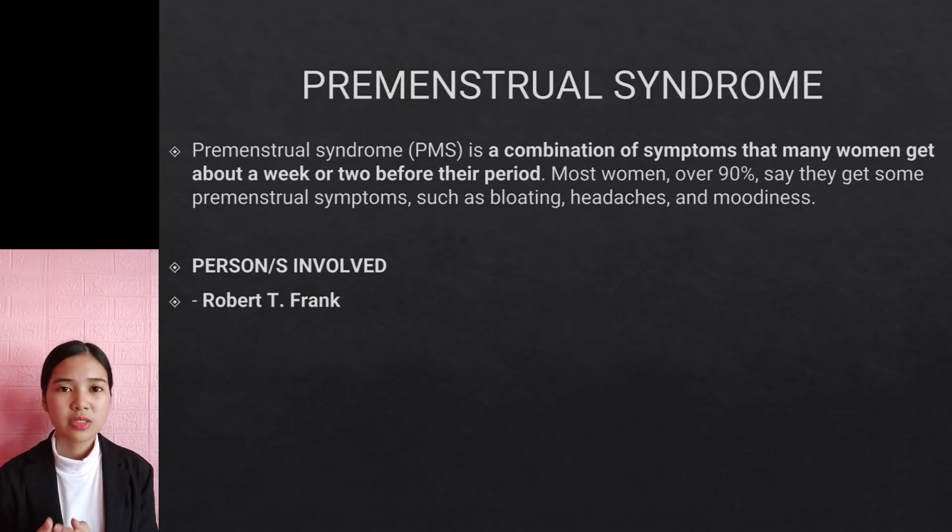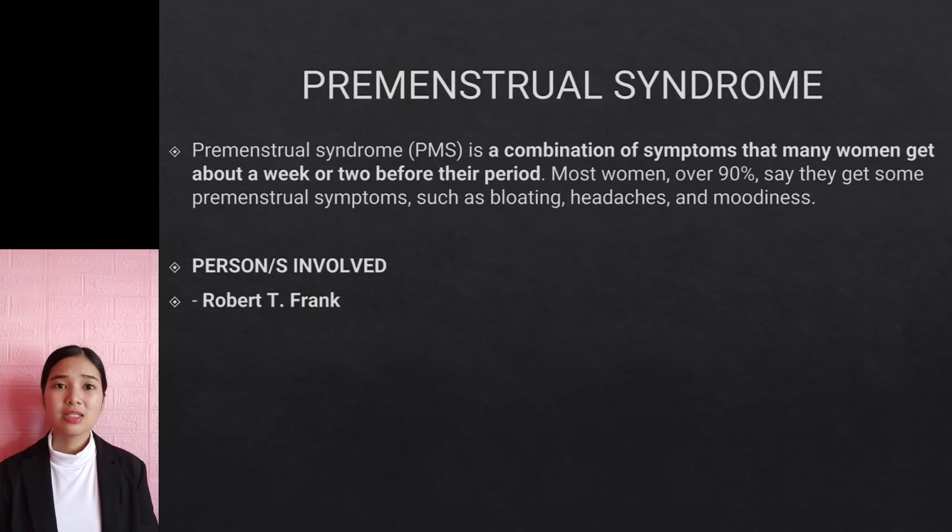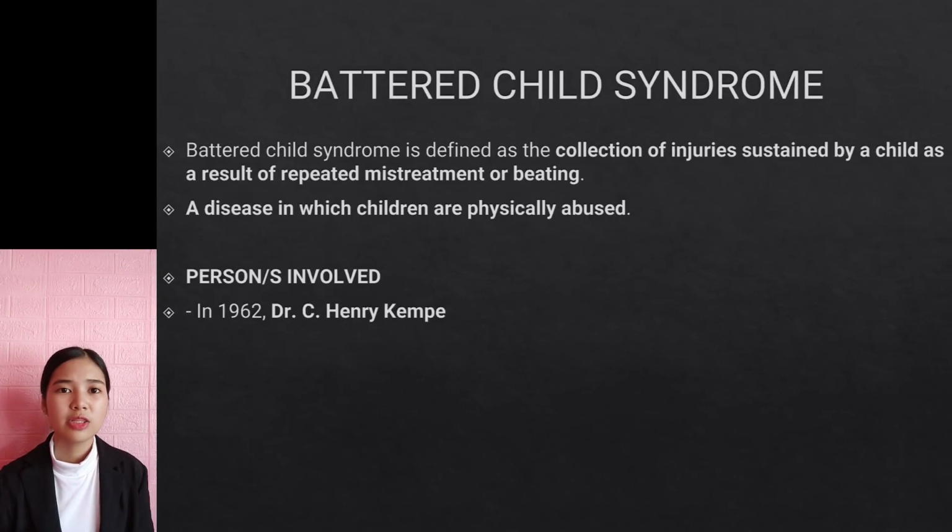So next is premenstrual syndrome. Premenstrual syndrome is a combination of symptoms that many women get about a week or two before their period. Most women, over 90%, say that they get some premenstrual symptoms such as bloating, headaches, and moodiness. The most common mood-related symptoms are irritability, depression, crying, oversensitivity, and mood swings. The most common physical symptoms are fatigue, bloating, breast tenderness, acne flare-ups, and appetite changes with food cravings. So the person involved here is Robert T. Frank.